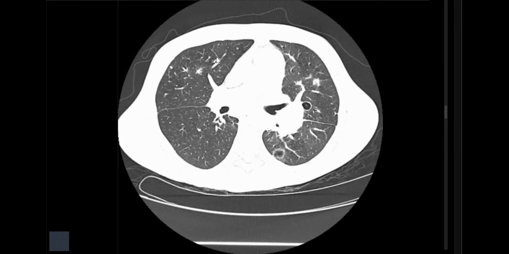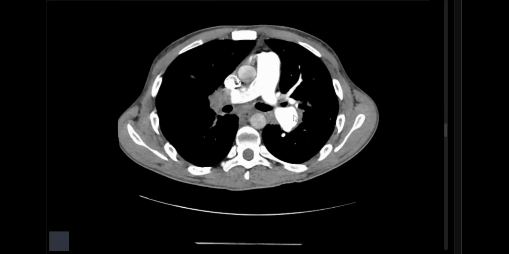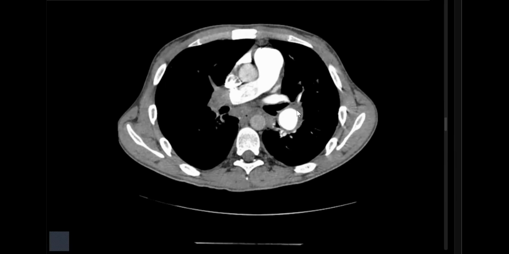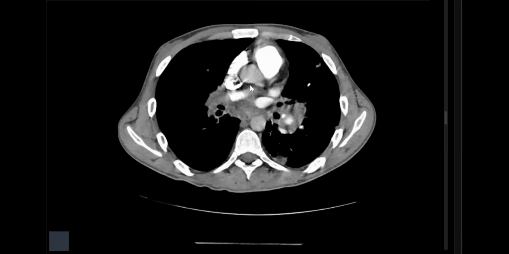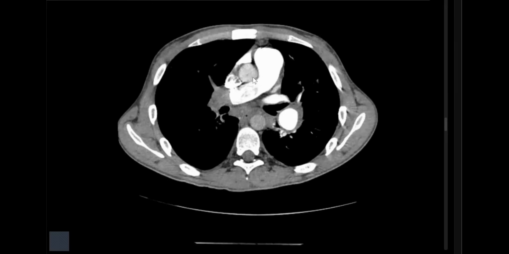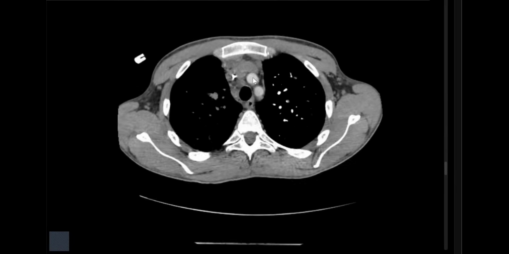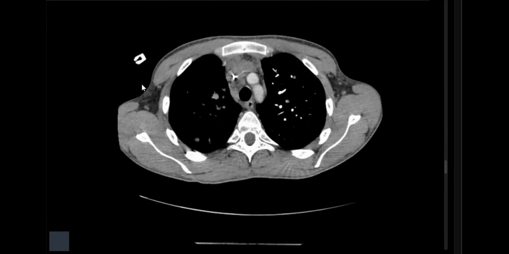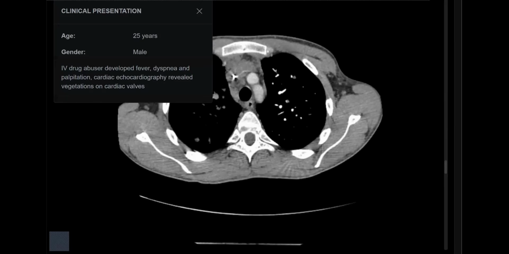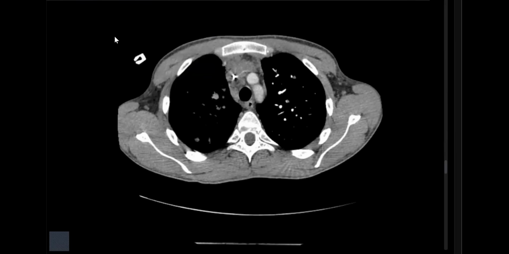So, what do you suspect as the underlying etiology? I'm thinking about septic emboli plus mycotic aneurysm, and this is septic emboli and inflammatory lymph nodes. So the history you want to ask about is IV drug abuse. Excellent. Finalize your case.